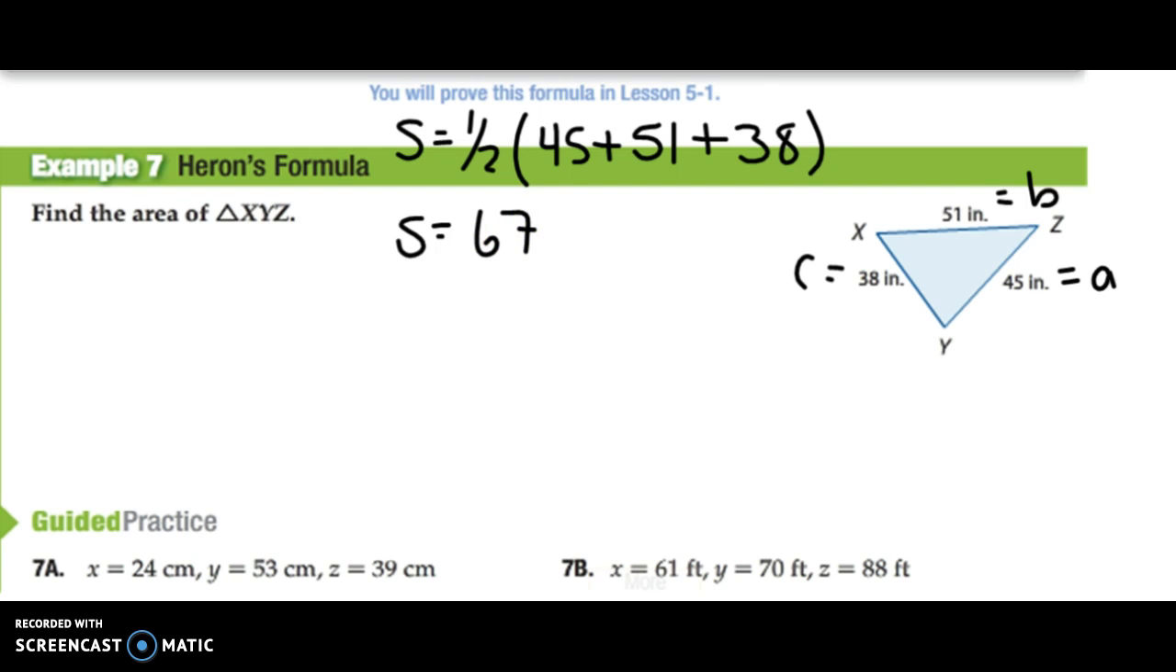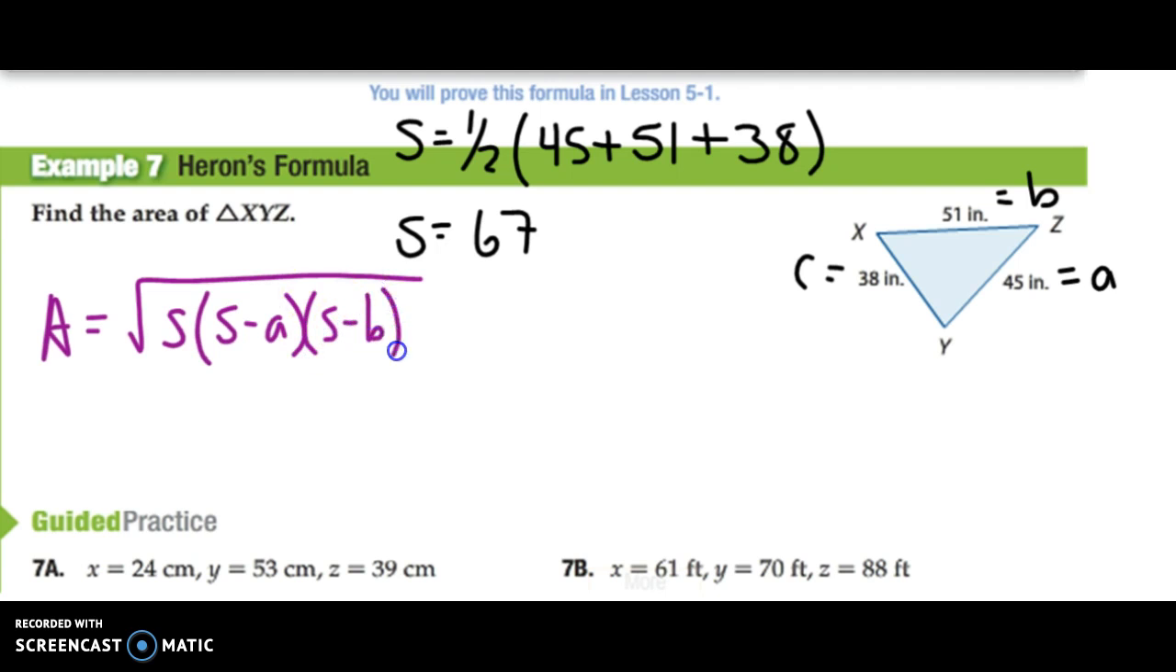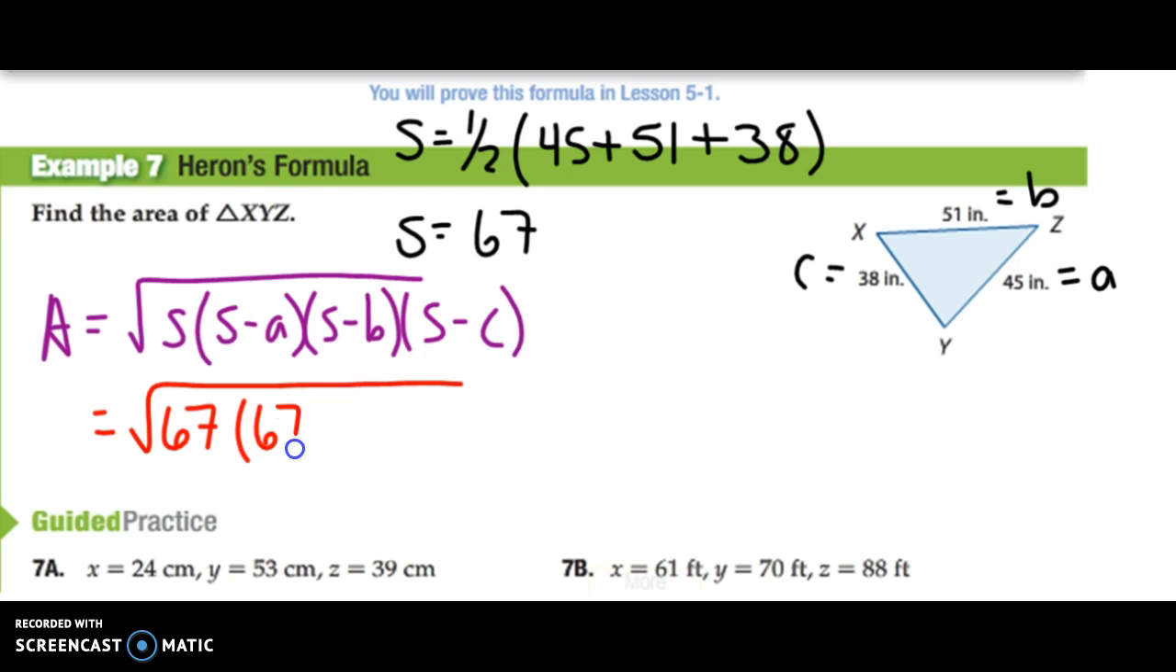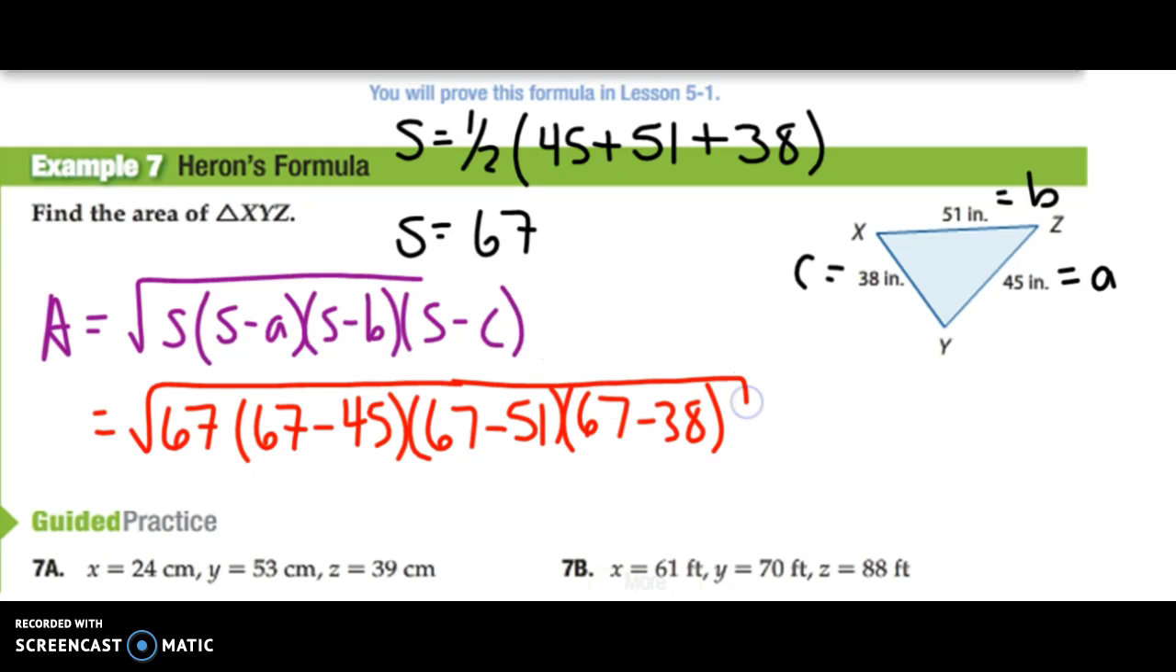So now that I know S, I can put it into Heron's formula, which said that the area is equal to the square root of S times S minus A, S minus B, and S minus C. So let's just plug in the numbers that we know. S is 67. 67 minus 45. 67 minus 51. And 67 minus 38.